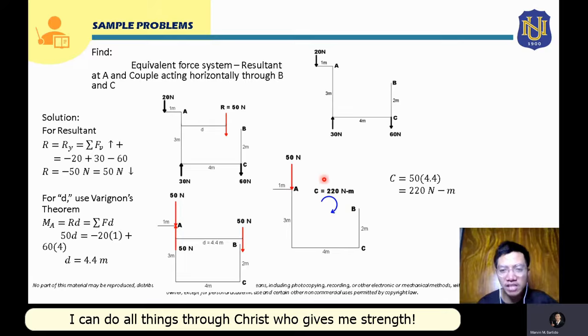But the problem here, class, is that we are asked that this couple should act horizontally through B and C. So we have to add forces here, class, that will produce the same direction and magnitude of couple as this couple. We can draw these forces this way, since we need a clockwise moment here. Your BH and CH should be.